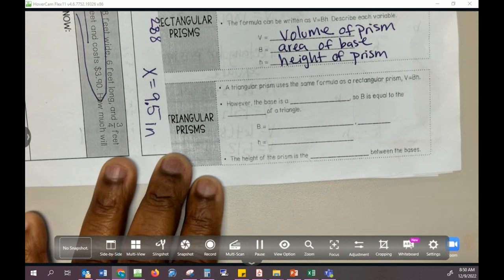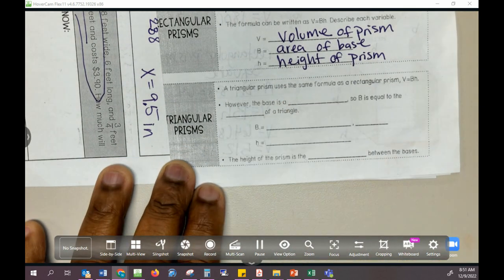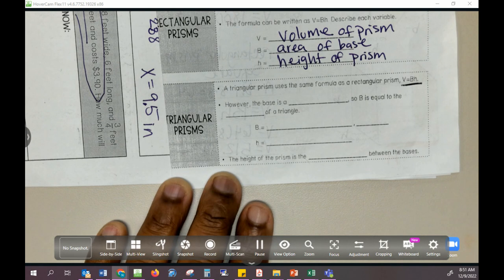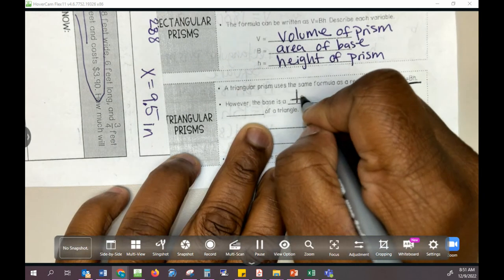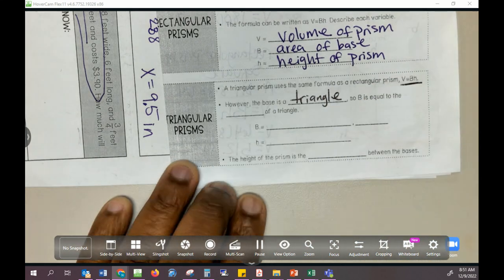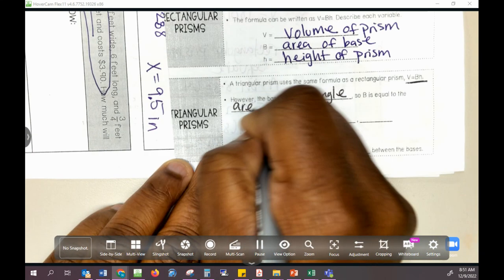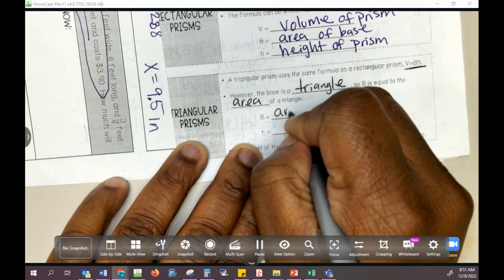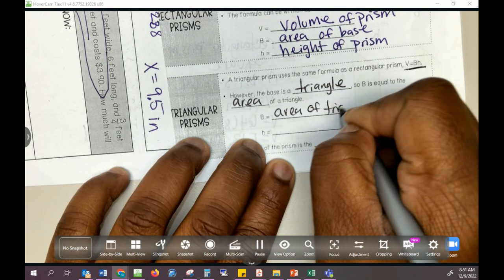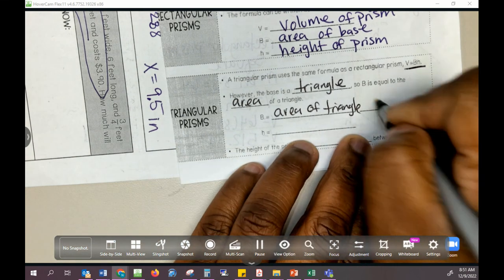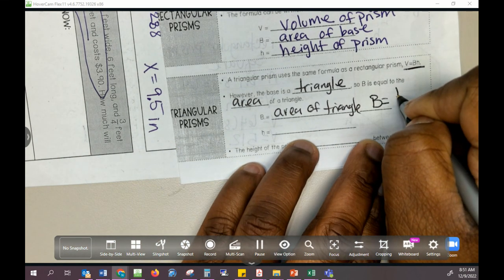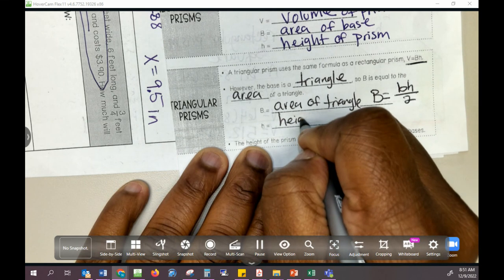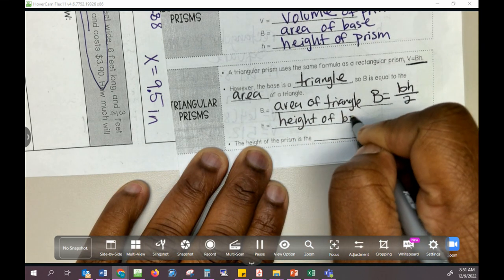So a triangular prism uses the same formula as a rectangular prism: V equals big B times H. However, the base is a triangle. So the big B is equal to the area of a triangle. What that means is that big B, the area of the triangle, is going to be base times height divided by 2. The height is still going to be the height of the prism.